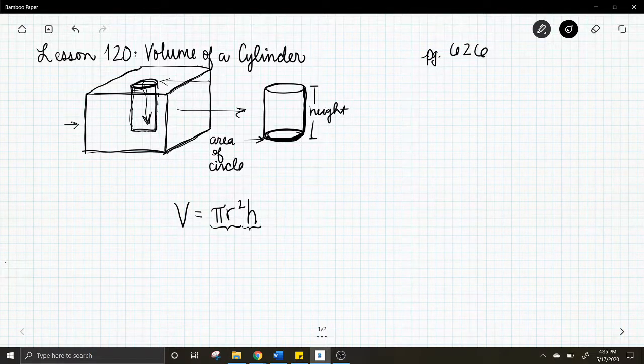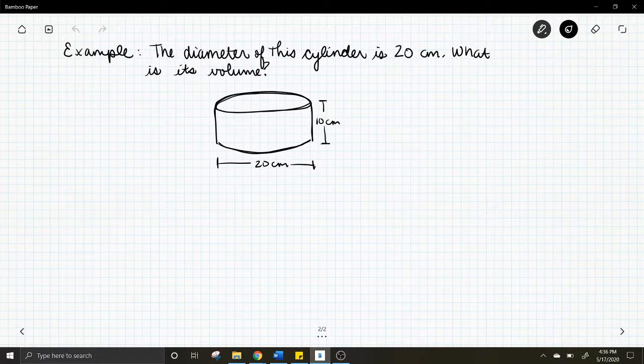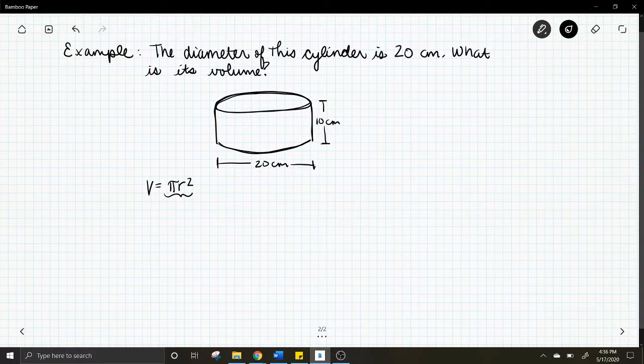The reason is because we have the area of this quarter that we imagined times the height we pressed it down. That's the volume of that cylinder that we created. That's the volume of any cylinder: area of the circle times the height of the cylinder. So let's jump right in with an example. The diameter of this cylinder is 20 centimeters. What is its volume? Remember, that means we have to calculate the area of the circle and then multiply that area by h, the height.